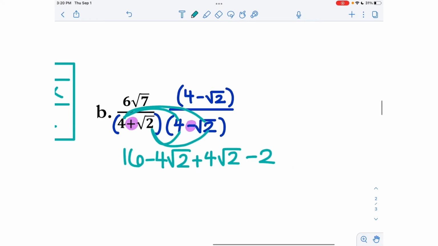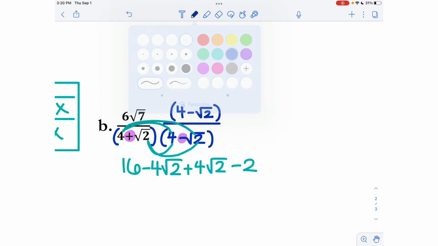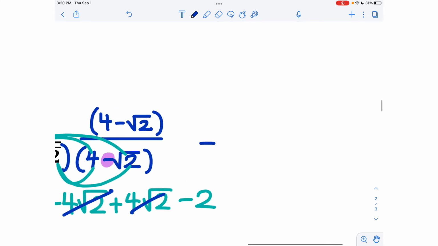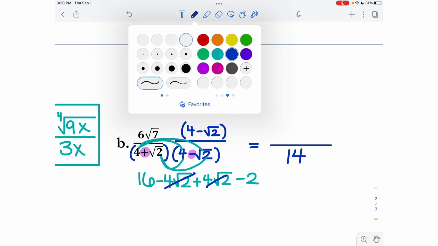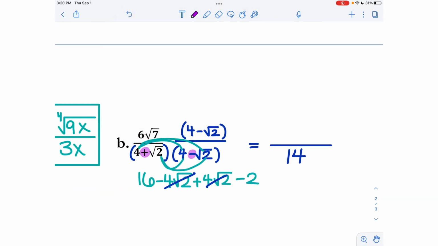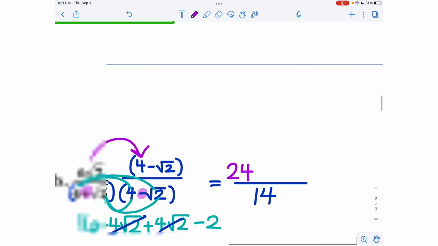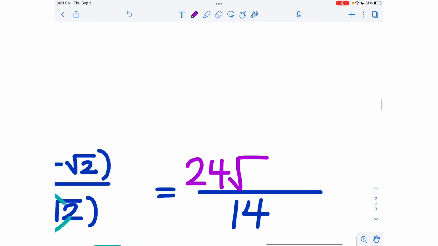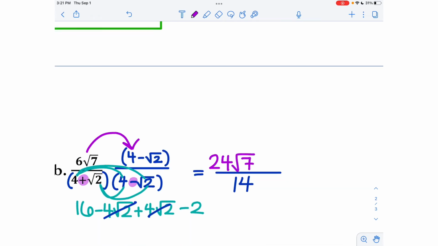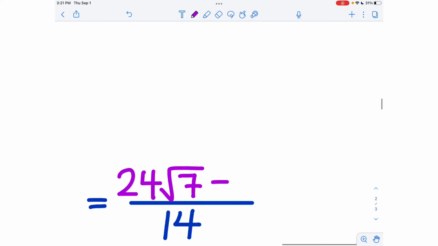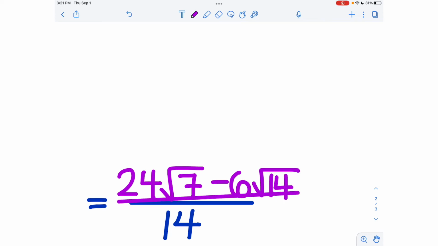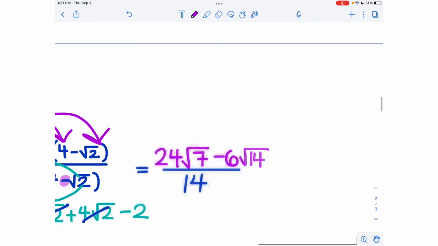Whew, okay, so on the bottom, we get 16 minus 2 is 14. Now on the top, we're going to take this 6 root 7 and distribute it. So 6 times 4 is 24 root 7 minus 6 root 14. When you multiply radicals, you do multiply the insides together.